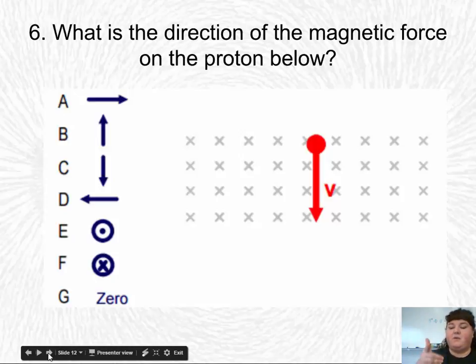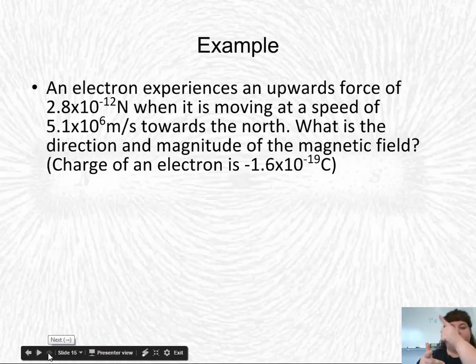So for these ones, you just got to remember what each finger is representing. So force upwards, velocity, your pointer finger, your field line, your field is your fingers.